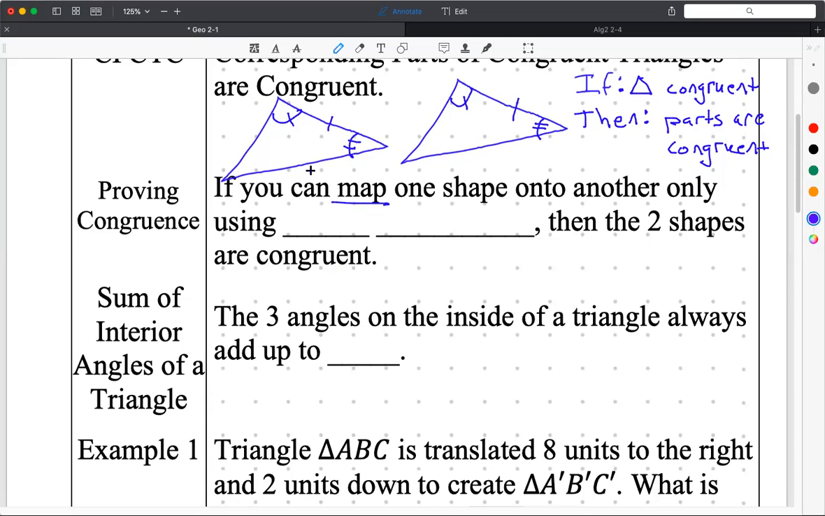So maybe another synonym for map is match. If you can match one shape onto another shape, or maybe move is a better word. I'm going to change this to somehow move. Technically, I should be saying translate or rotate, some sort of transformation. If I can use transformations to get one shape onto another, only using, what word have I defined?